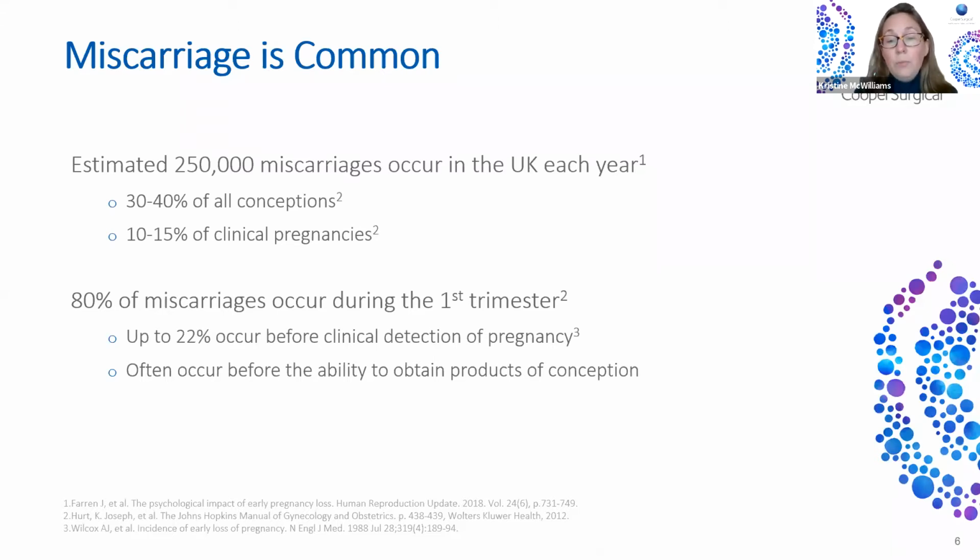Up to 22%, in fact, occur before clinical detection of pregnancy, and often occur so early that we're unable to obtain products of conception for additional testing to better understand the etiology of the miscarriage that has occurred.